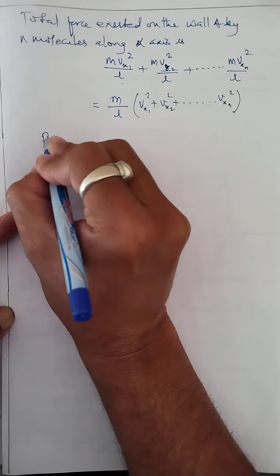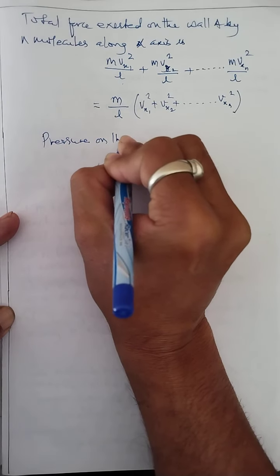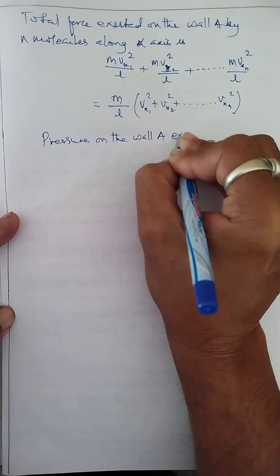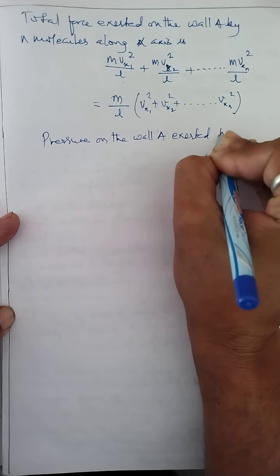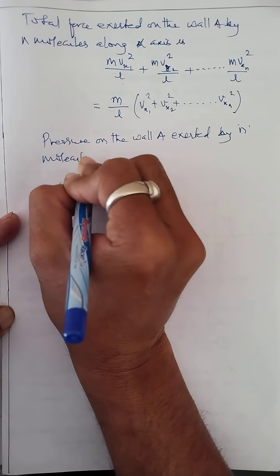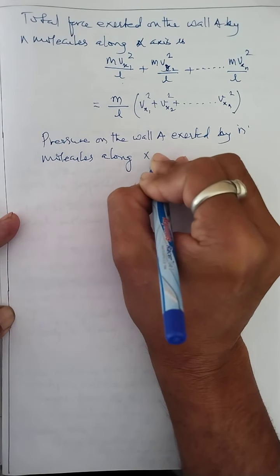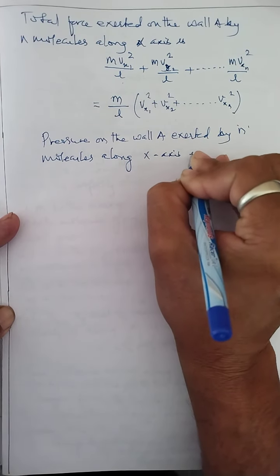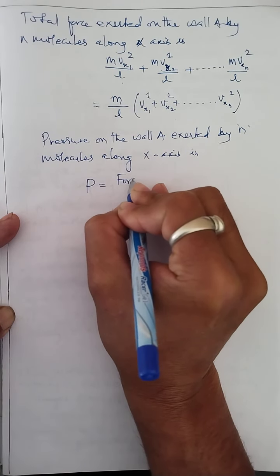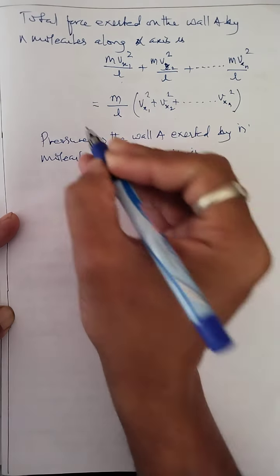Pressure. So I write down the pressure on the wall A, exerted by N molecules, and this is along the x-axis. We are doing it only along the x-axis. The pressure along the x-axis is given by force divided by area. Now I can write it this way also.